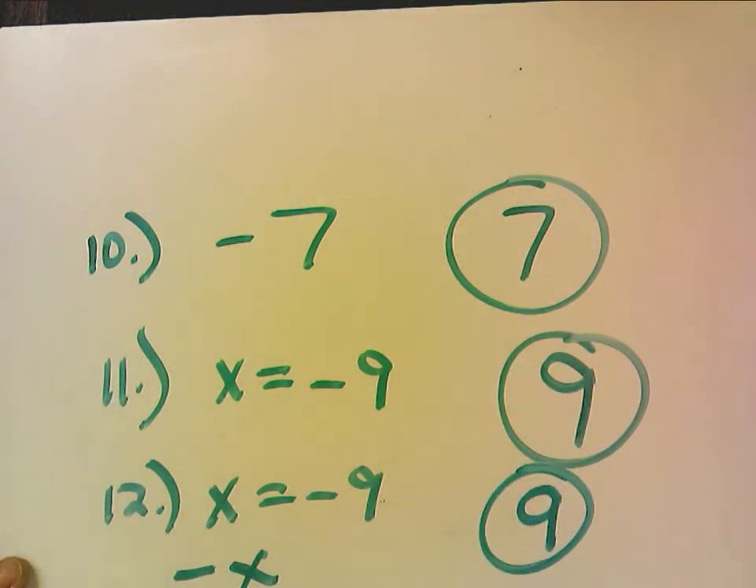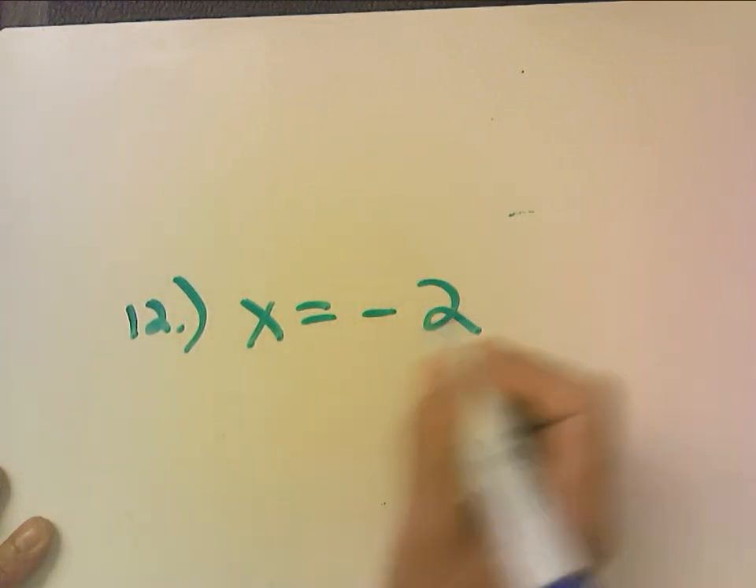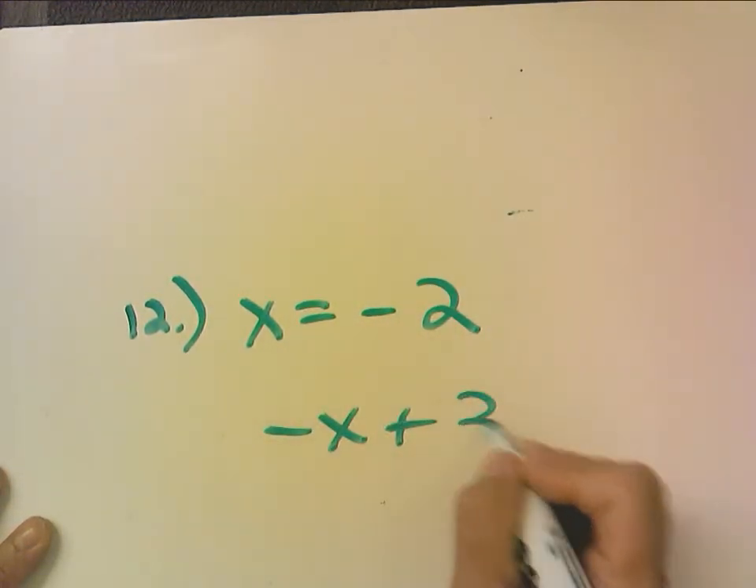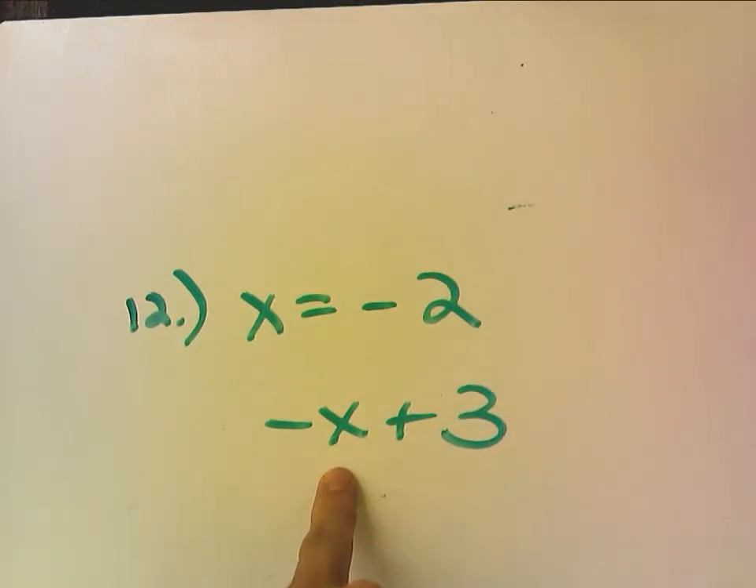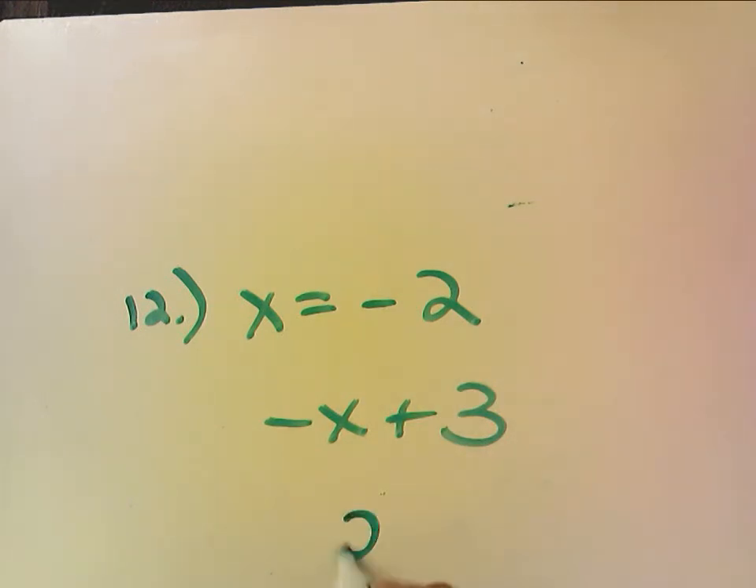And number 12 says if x equals negative 2, what's negative x plus 3? So again, this is the opposite of x, and if x is negative 2, the opposite of negative 2 is 2, so 2 plus 3 equals 5. Okay, so that is page 3.